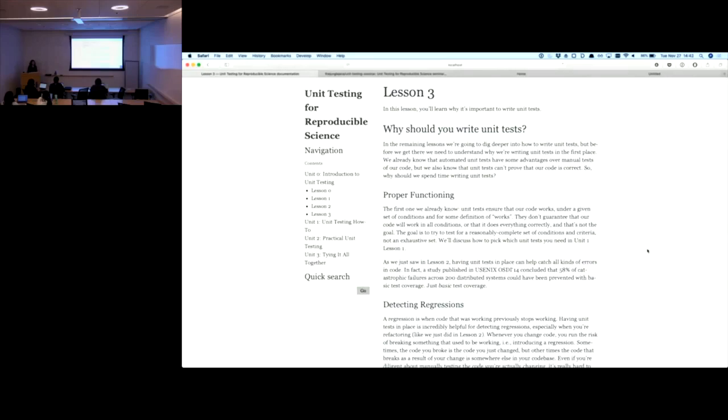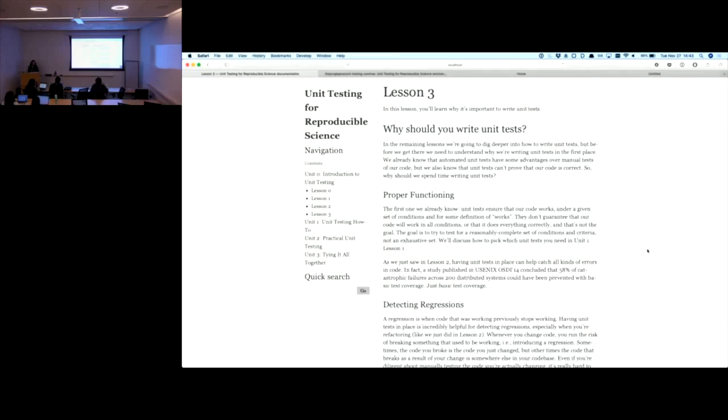The first one is one that we already know. We want to write unit tests to ensure that our code works under a given set of conditions, and for some definition of works, right? We can't prove that our code is working 100% correctly. Unit tests don't guarantee that it will work under all conditions, for all inputs. And that's not even the goal of unit testing. The goal is to get a reasonably complete set of conditions covered, and to make sure that your important bases and concerns are covered.